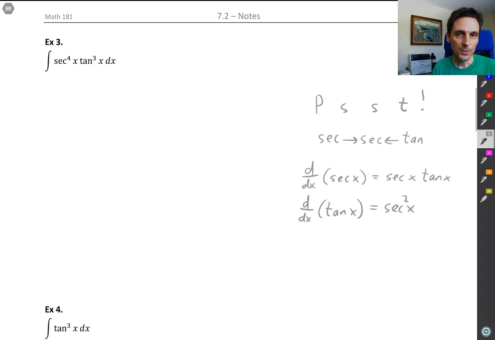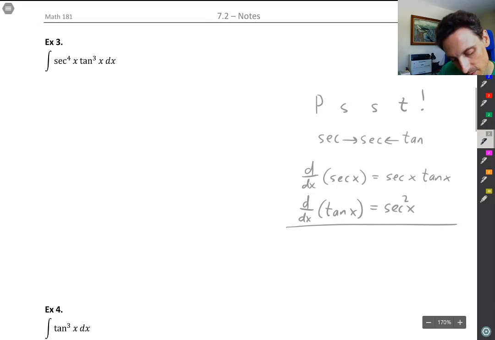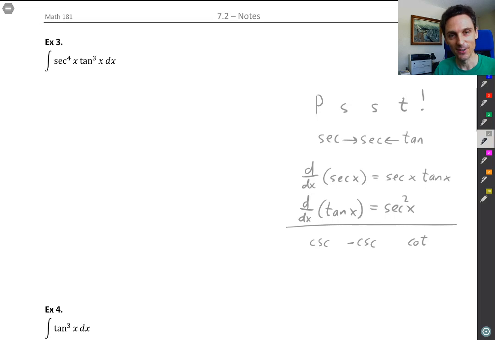Great. As long as we're talking about this, it's probably worth it to remember the derivatives of cosecant and cotangent. So let's continue this on. We're going to write the same exact thing, but instead of secants, we're going to write cosecants. Instead of tangent, we're going to write cotangent. So let's do this. Cosecant, cosecant, cotangent. And we'll put a little negative in front, which will handle the negative signs that come out of taking the derivatives of the C trig functions, right?